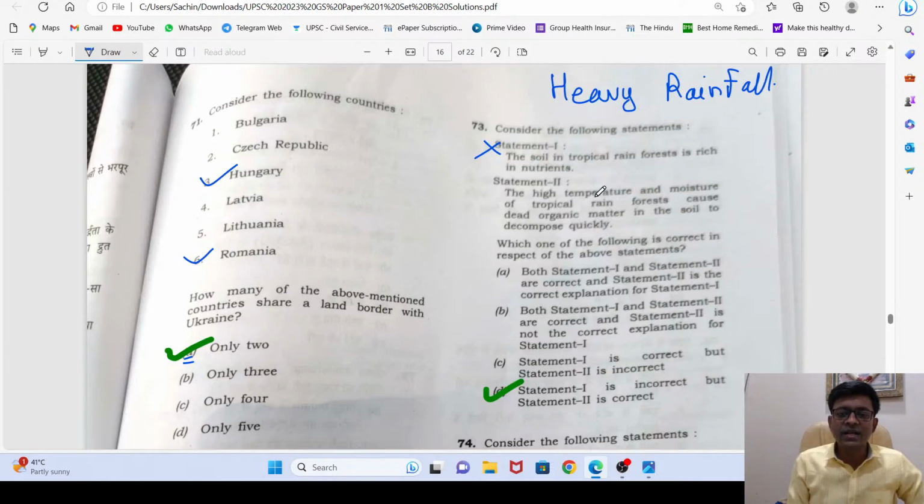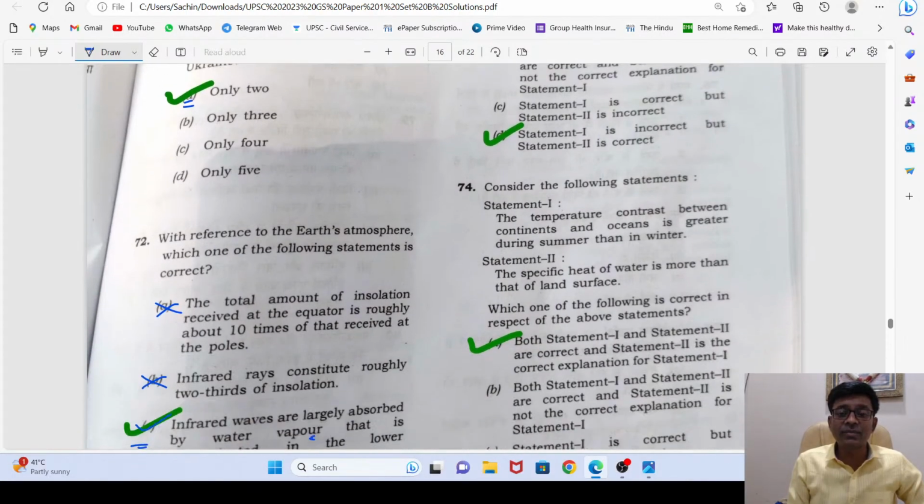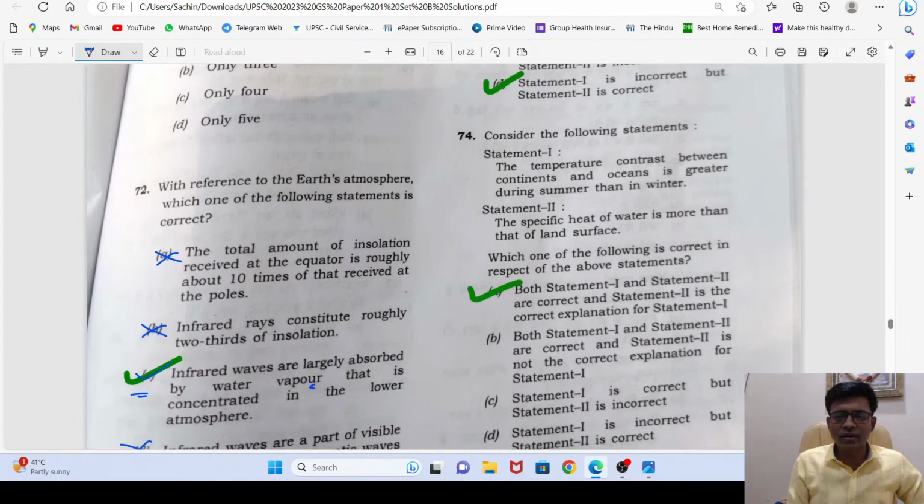First is incorrect. The high temperature and moisture of tropical rainforest cause dead organic matter in the soil to decompose quickly. That is correct. That's why your answer is D. Statement 1 is incorrect and statement 2 is correct. Pure, beautiful question from geography.